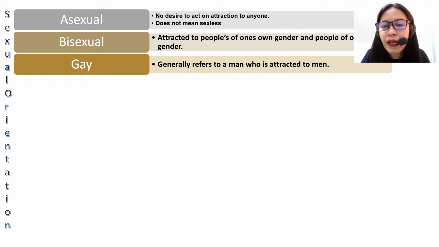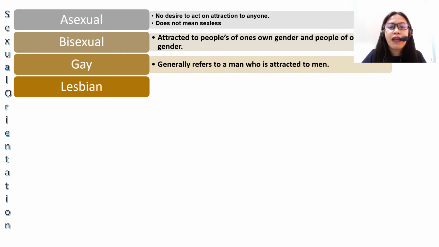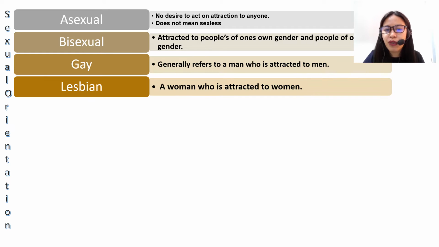And when we say a gay is attracted to a man, okay? He is a man attracted to men. That is a gay. And comparatively to gay, we have also lesbian, who are women attracted to women. Okay?